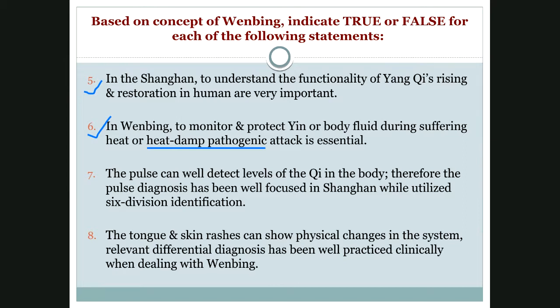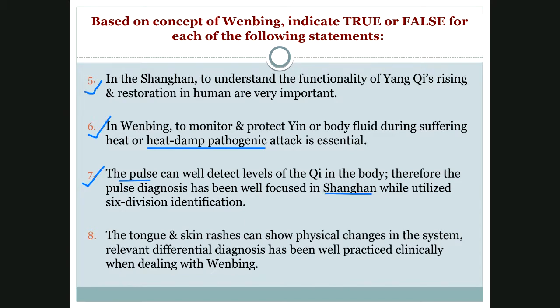Number 7, the pulse can well detect levels of the qi in the body. Therefore, pulse diagnosis has been well focused in Shanghan while utilizing 6 division identifications. So this basically tells you in the Shanghan Lun discussion, due to cold pathogenic attack, it is very easy to affect the yang qi's rising and descending. So the pulse is a very good sign, helping indicate the up and down of the qi. So this makes sense. So pulse differential diagnosis is very important. New practice or focus on these classics of Shanghan.